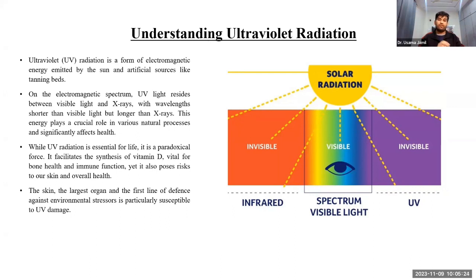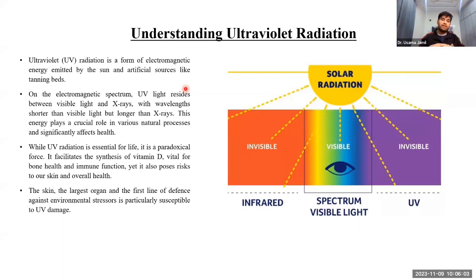UV radiation is a form of electromagnetic energy emitted by the sun and artificial sources like tanning beds, etc. So there are two main sources. One is the natural one, that is the sun, and the other one is man-made or artificial sources. An example is tanning beds. They are sort of trending these days, so it is very important to talk about whether they are useful or not.